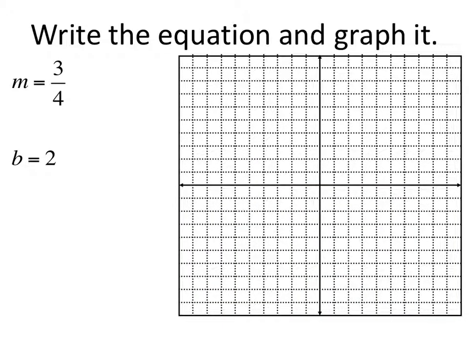So this is just kind of a little bit of a refresher of what we've already done. I want to write the equation from the information given, and then we're going to graph it. So y is equal to, instead of writing m, we write 3/4. Instead of writing b, I write 2. Let's graph it. I start here at my b. So I start at 2, and my movement is 3/4. So from here I go up 3, 1, 2, 3, and over 4.